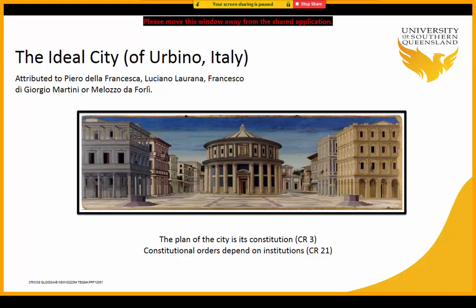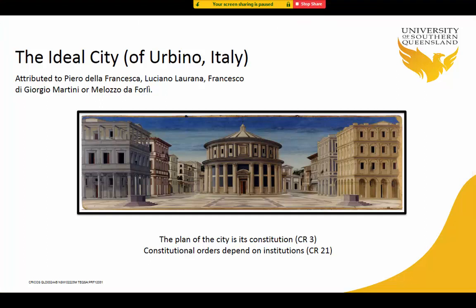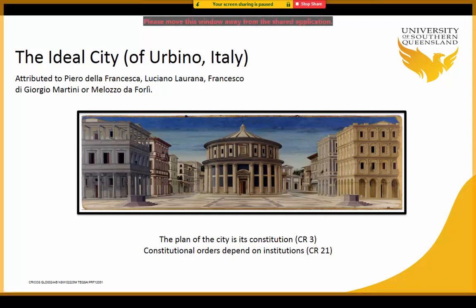And as you can see, the painting shows you different buildings, okay, and how they sort of relate to each other, or how they are positioned vis-a-vis each other. So you can think of these as the institutions or the powers. Okay? What's missing from this title?